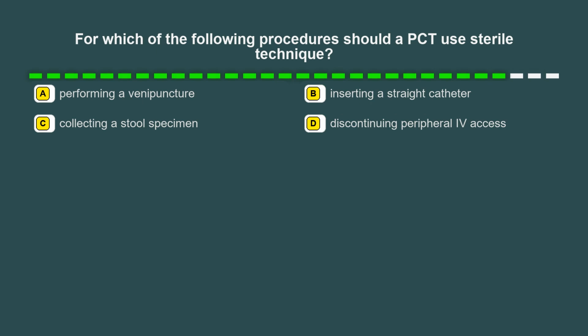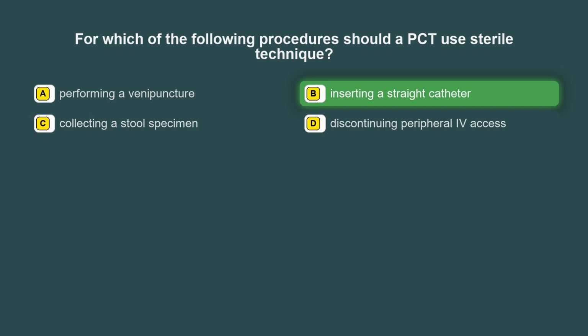Question 44. For which of the following procedures should a PCT use sterile technique? Option A. Performing a venipuncture. Option B. Inserting a straight catheter. Option C. Collecting a stool specimen. Option D. Discontinuing peripheral IV access.